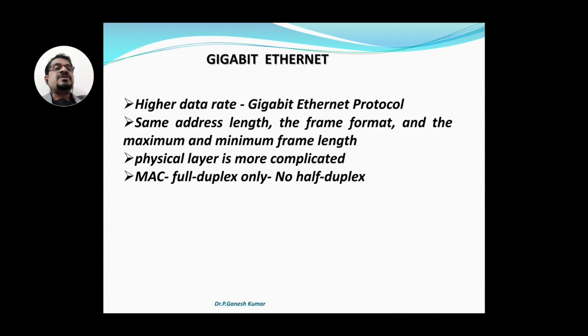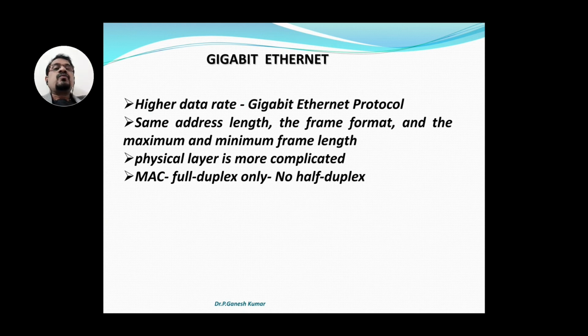Next, there is a huge demand in the network, so automatically they want to go for a higher data rate. That is where the Gigabit Ethernet protocol came into the picture. Here they want to use the same address length, the same frame format, and the maximum and minimum frame length as in standard and fast Ethernet. So the physical layer is more complicated here, because it has to support 1 Gbps data rates. Since the MAC layer is unchanged, the complication goes to the physical layer.